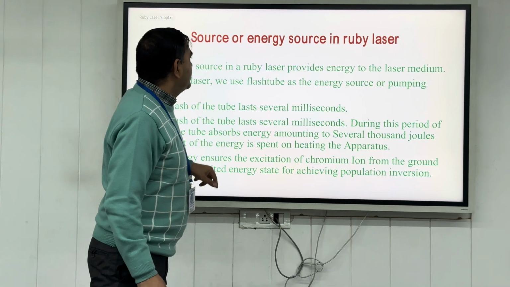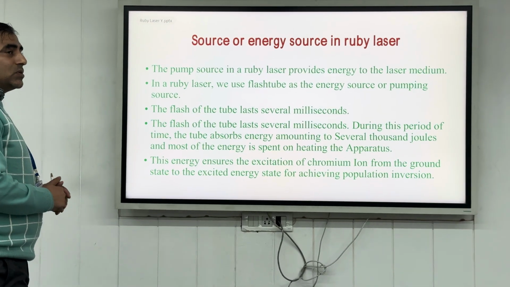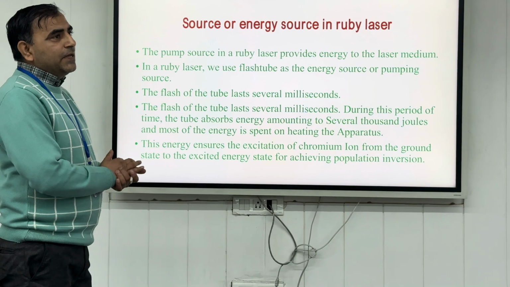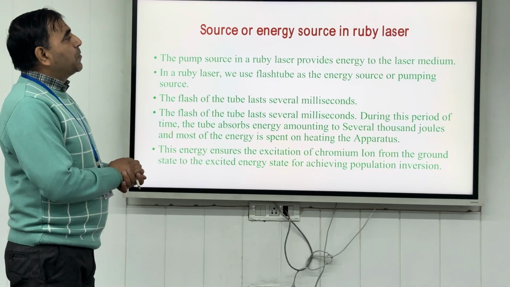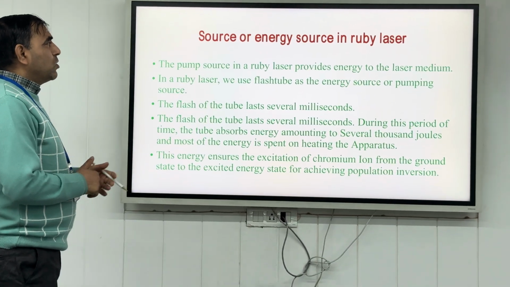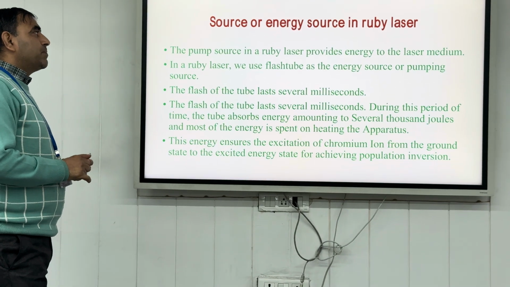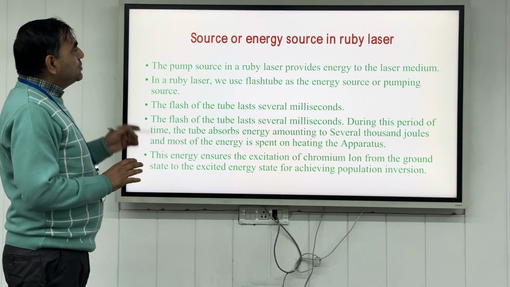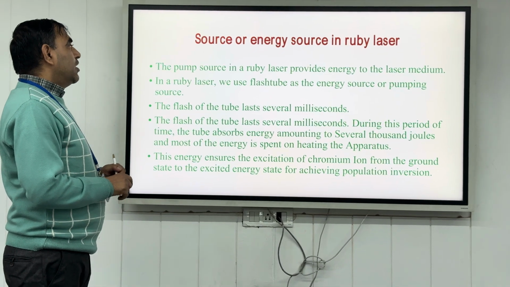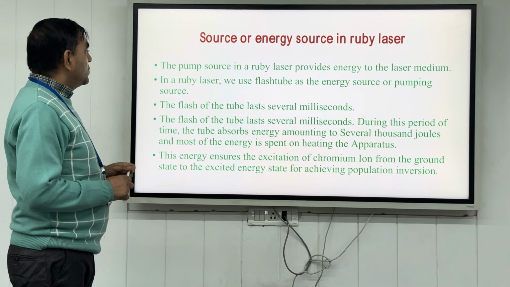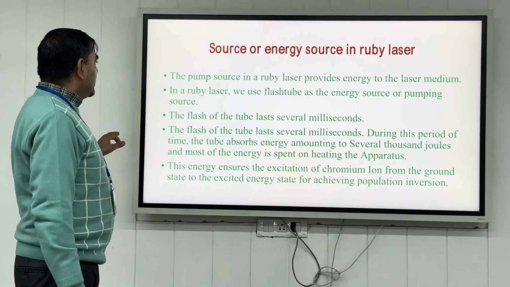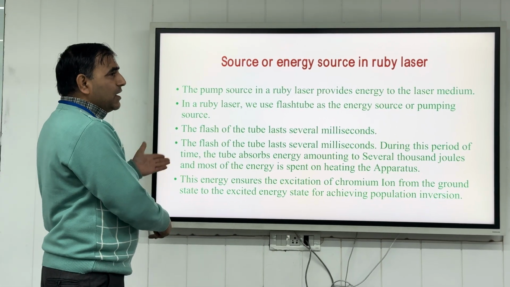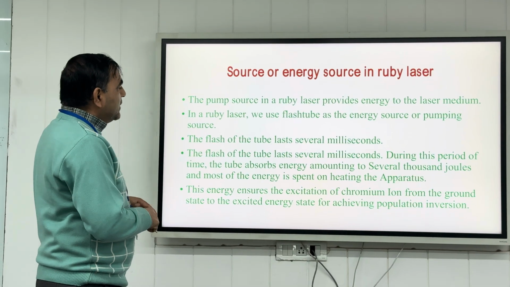Next, the source. As we discussed in the starting, without a source or pumping, it is impossible to achieve population inversion. So in the case of the ruby laser, we use pumping. We use a flash tube as the energy source or pumping source, and the flash tube lasts several milliseconds, so that we achieve population inversion.